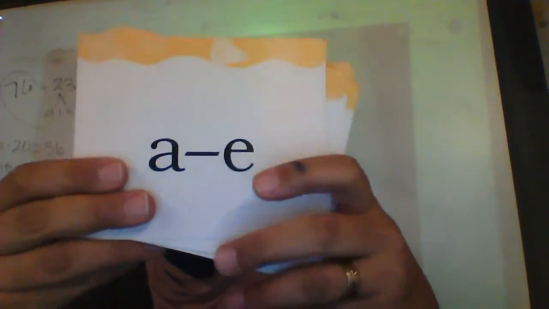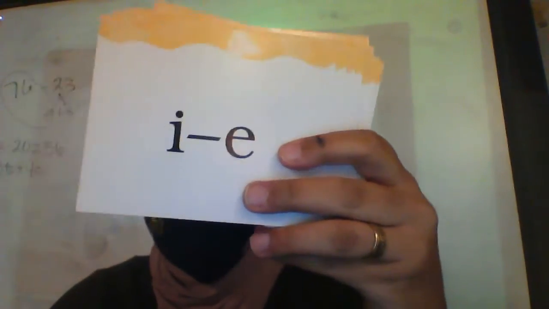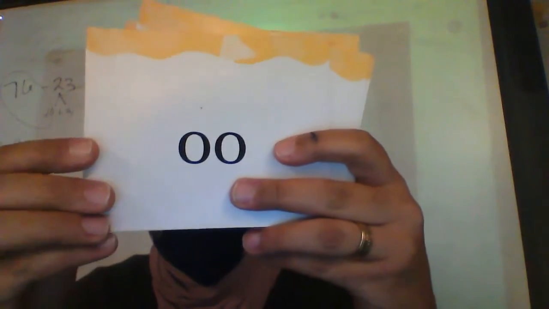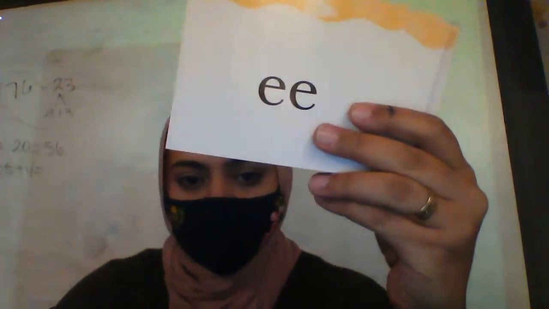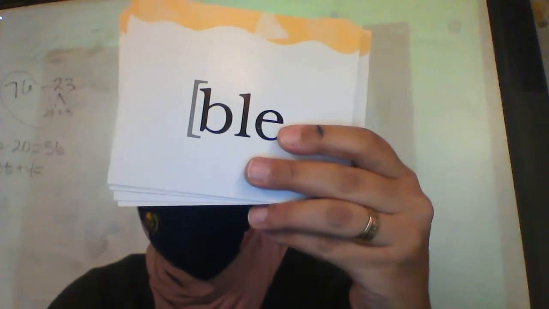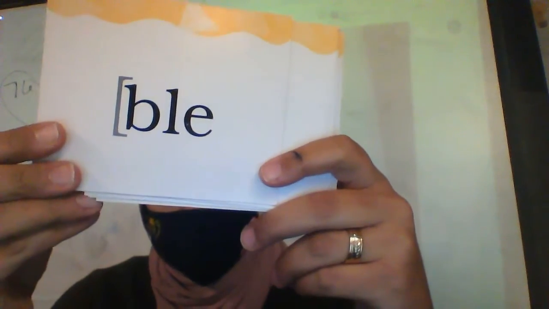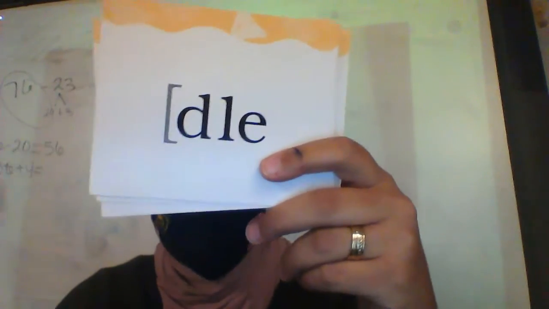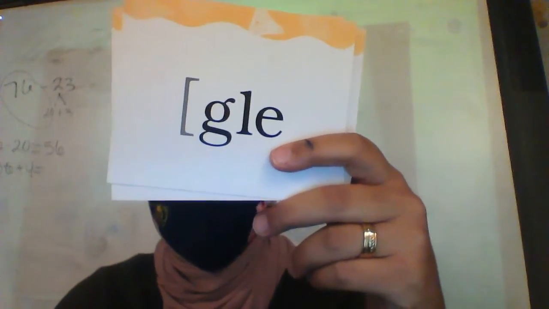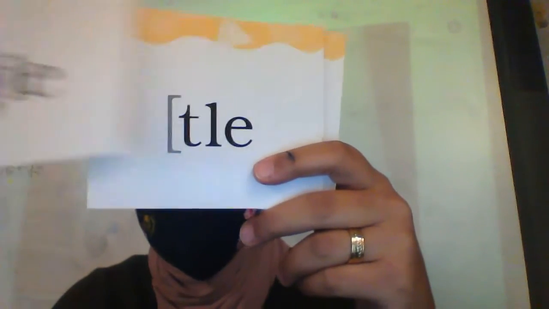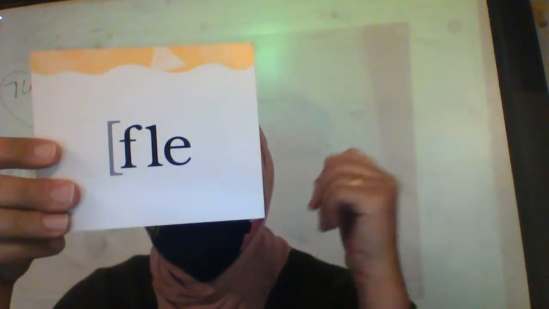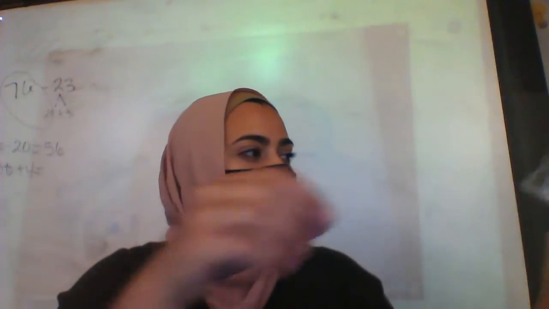A consonant E. E consonant E. I consonant E. O consonant E. U consonant E. Digraph O. Digraph E. Final stable syllable bowl. Final stable syllable pole. Final stable syllable dole. Final stable syllable goal. Final stable syllable toll. Final stable syllable full. Excellent job.